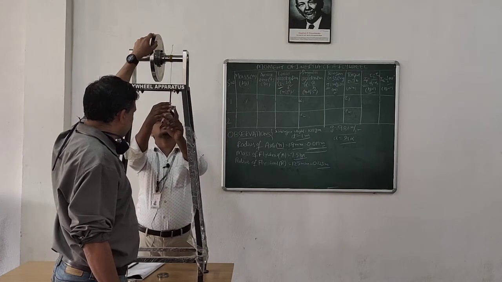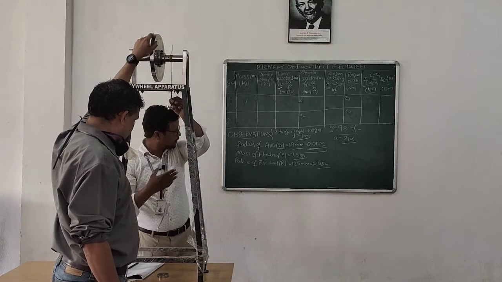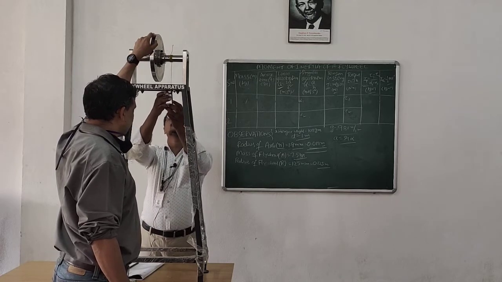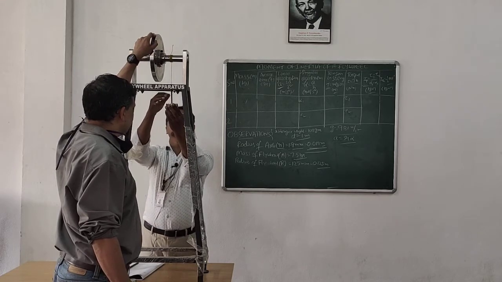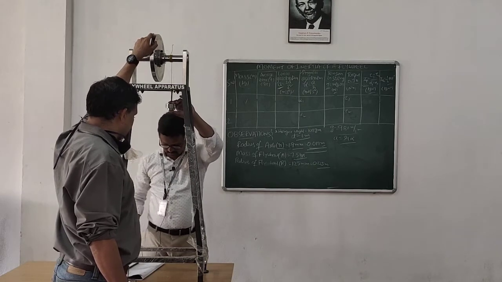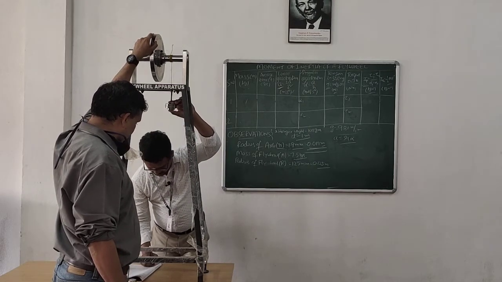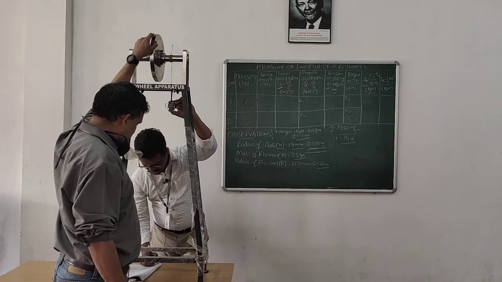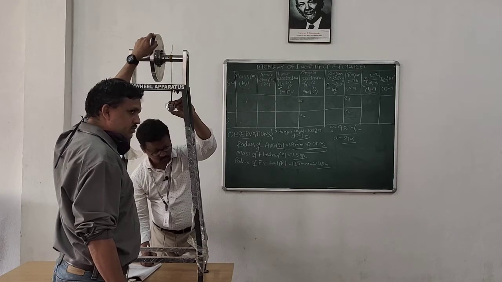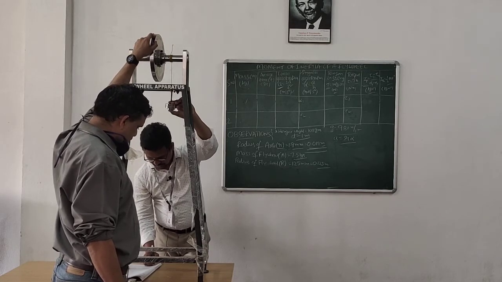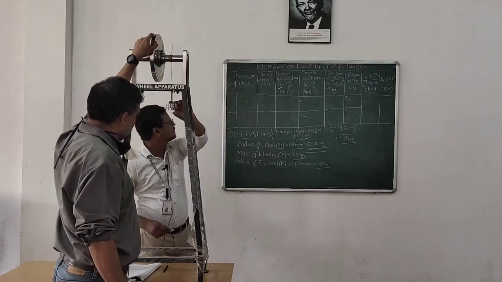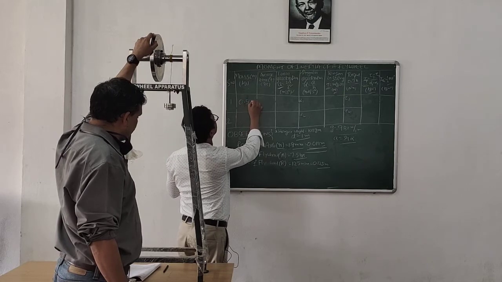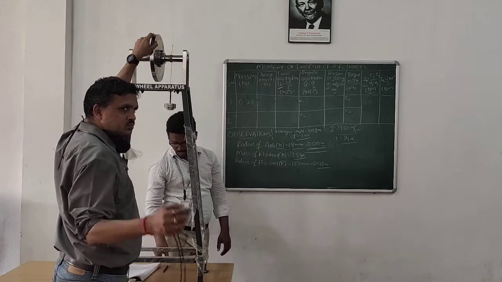You should add the hanger weight also, that is already known, 108 grams. The second slotted weight I am inserting. Now the mass is 230 plus 230 plus the hanger weight, 108. The total is 568 grams. In kgs, that is 0.568 kgs. So this is the first mass.